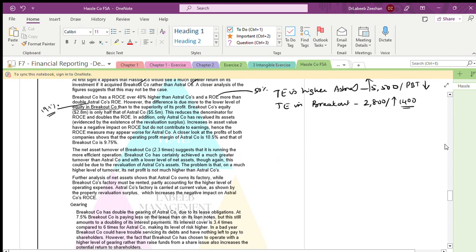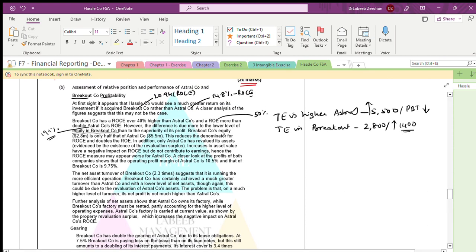In the F7 paper, they will be very specific. The superiority of Breakout is because equity is 2.8, only half of Astral's 5.5. That reduces the denominator of return on capital employed and return on equity. It will have an impact.